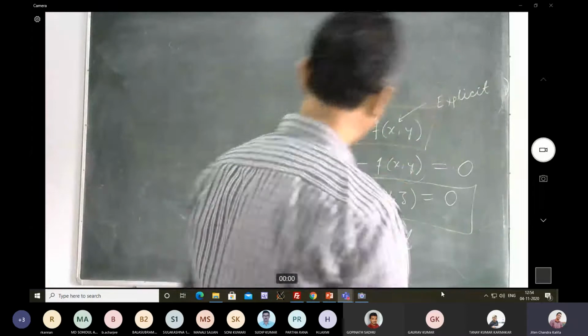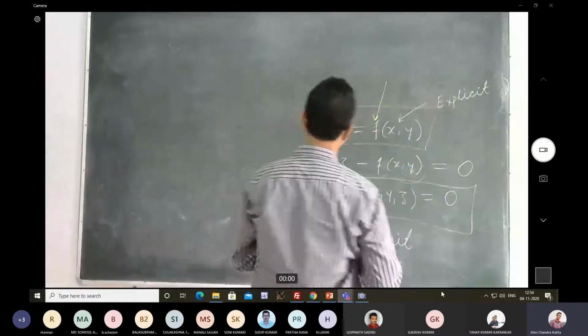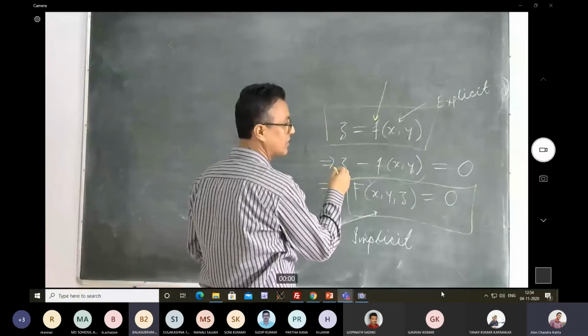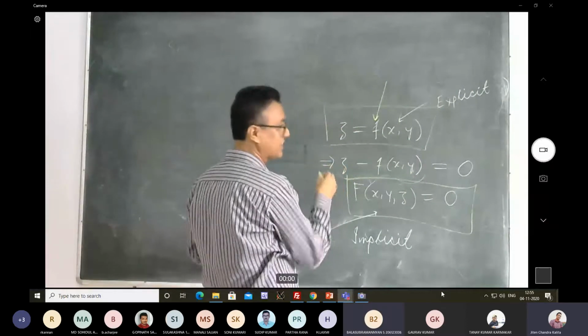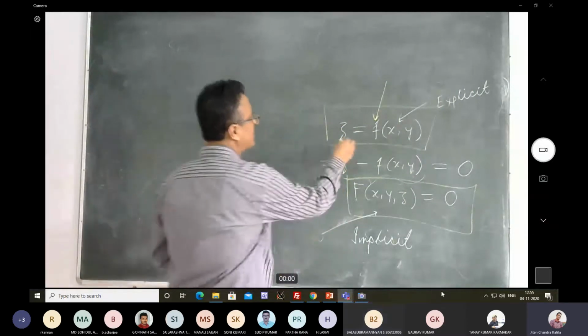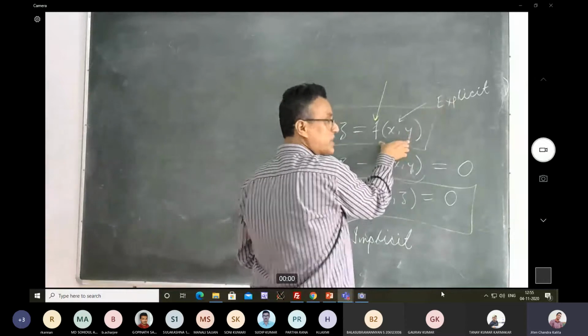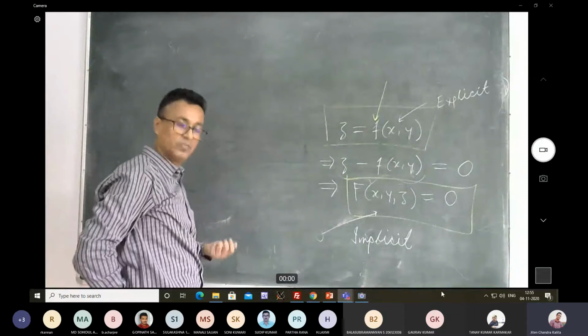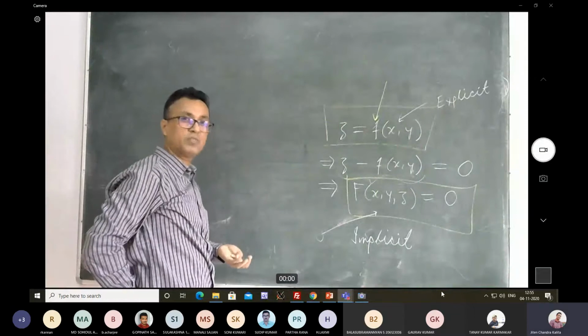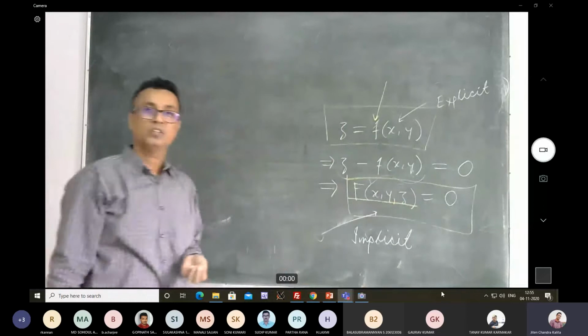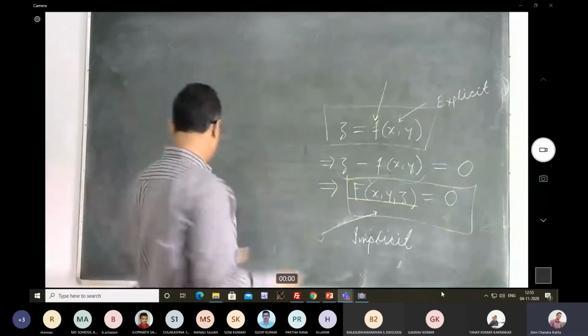See, one thing. I'm giving you a second one, which is the level set of the function. Exactly. See, what is happening here? Here, this is explicitly a function of two variables, isn't it? This is a function of two variables, okay? This is a function of three variables.